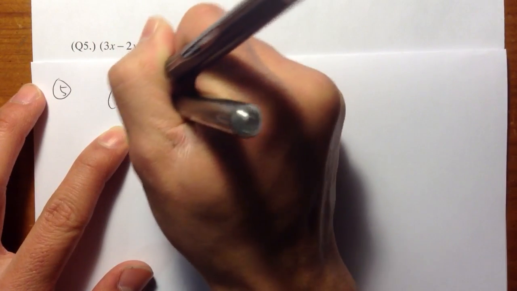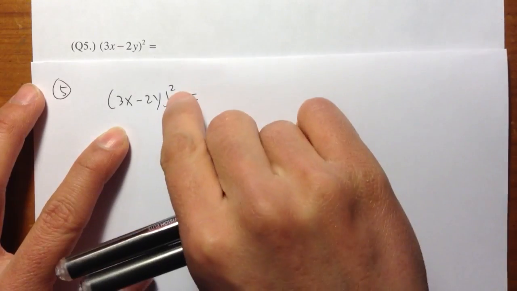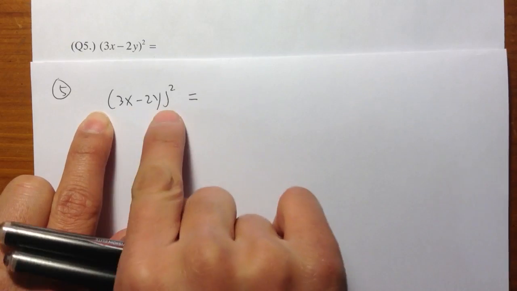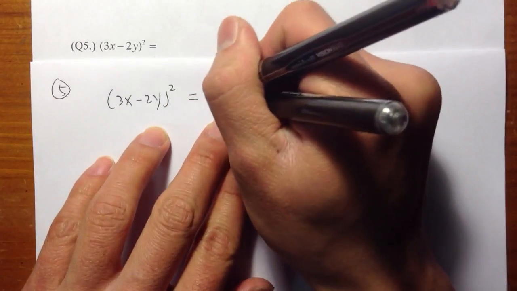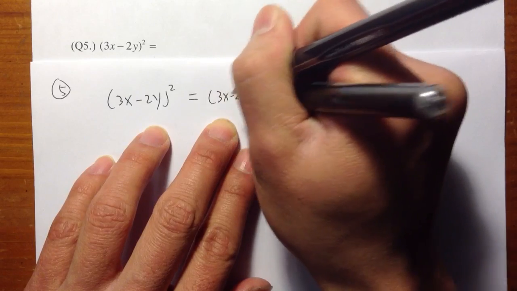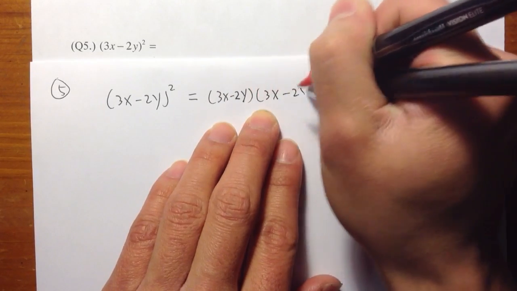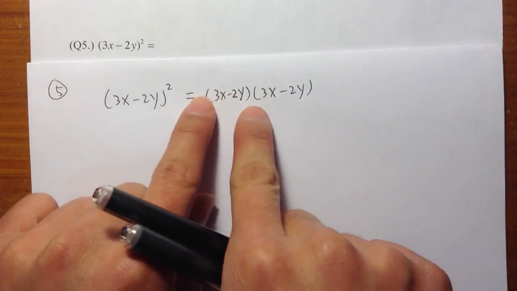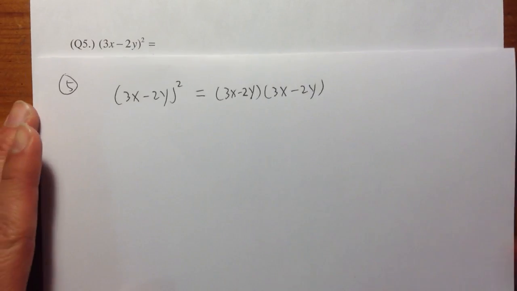3x minus 2y squared. So pay attention to the square. Square means that we are going to take whatever is inside of the parentheses. I'm going to write this down twice. I have 3x minus 2y, and then another 3x minus 2y. I take whatever is inside of the parentheses, I write it down twice, and then I'm going to multiply them. I'm going to distribute them.